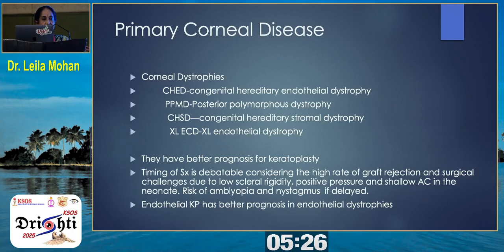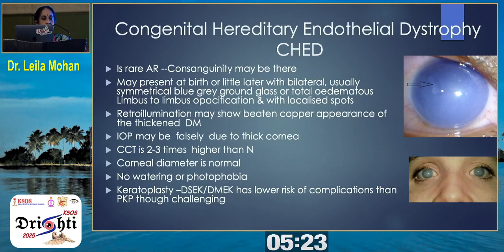So endothelial keratoplasty is the newer method in endothelial disease. CHED is another condition which has to be differentiated from congenital glaucoma. It is rare. Consanguinity may be there and may present at birth or a little later. Bilateral symmetrical blue-gray ground glass appearance from limbus to limbus opacification, sometimes with localized spots due to localized edema. And retroillumination, if the opacity is not so dense, can show the beaten copper appearance of the thickened Descemet's. And IOP may be falsely high also. So the other features have to be taken up for differentiating.